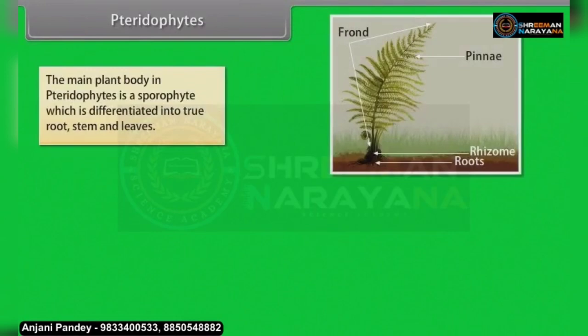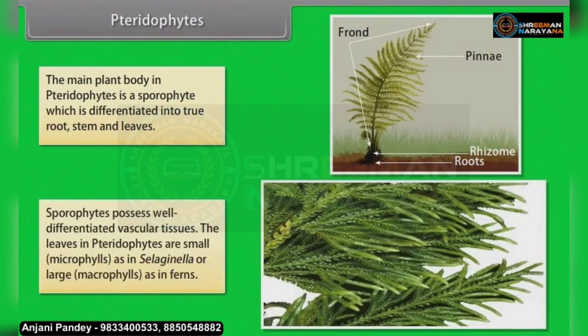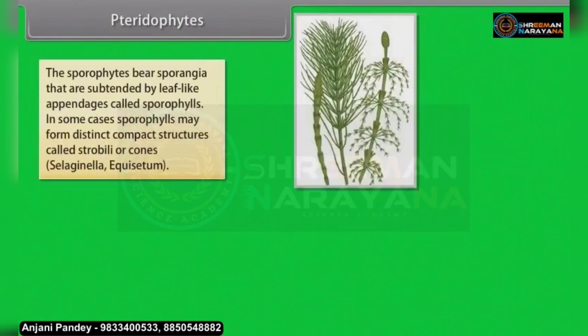The main plant body in pteridophytes is a sporophyte, which is differentiated into true root, stem, and leaves. Sporophytes possess well-differentiated vascular tissues. The leaves in pteridophytes are small, microphylls, as in Selaginella, or large macrophylls, as in ferns. The sporophytes bear sporangia that are subtended by leaf-like appendages called sporophylls. In some cases, sporophylls may form distinct compact structures called strobili or cones, as in Selaginella and Equisetum.